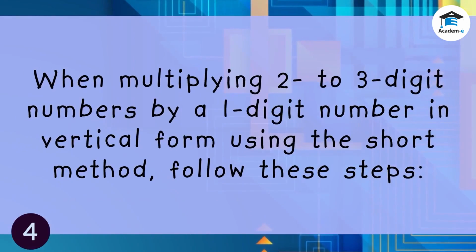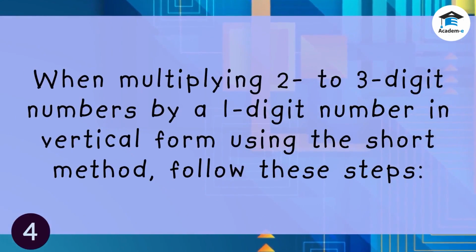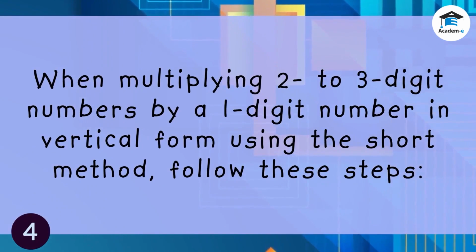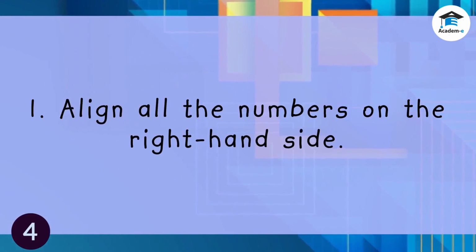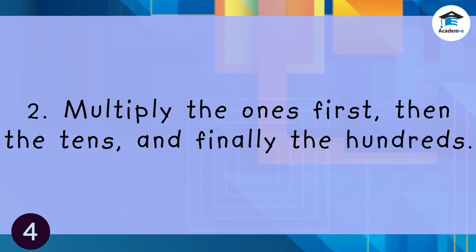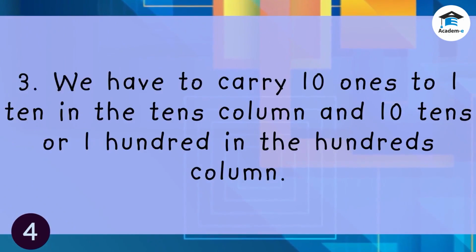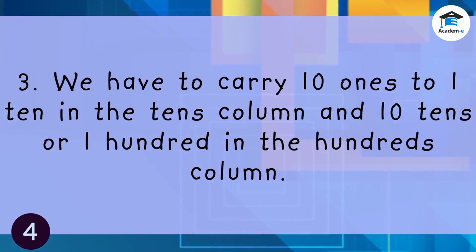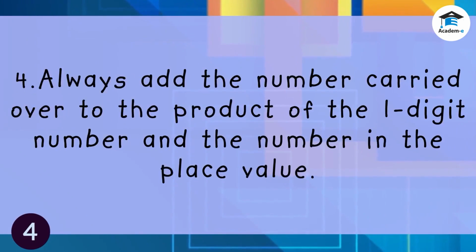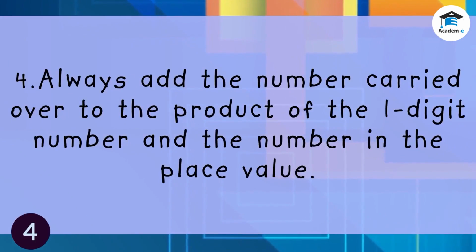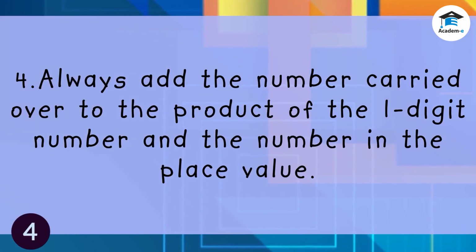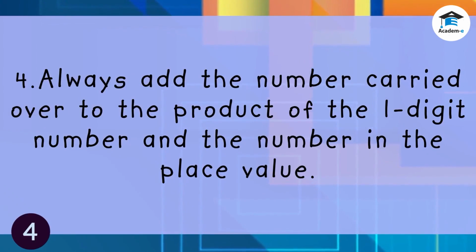When multiplying 2- to 3-digit numbers by a 1-digit number in vertical form using the short method, follow these steps. Align all the numbers on the right-hand side. Multiply the ones first, then the tens, and finally the hundreds. We have to carry 10 ones to 1 ten in the tens column and 10 tens or 100 in the hundreds column. Always add the number carried over to the product of the 1-digit number and the number in the place value. Okay, let's have an example in multiplying 2-digit numbers with and without regrouping.